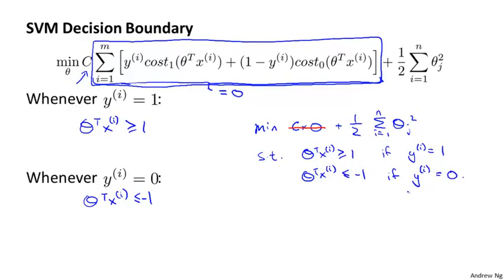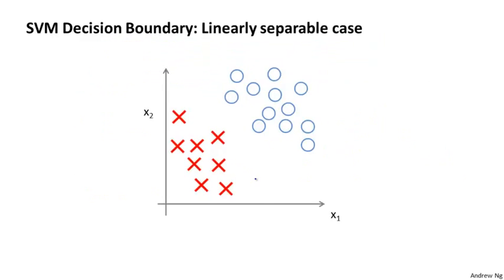And it turns out that when you solve this optimization problem, when you minimize this as a function of the parameters theta, you get a very interesting decision boundary. Concretely, if you look at a data set like this with positive and negative examples, this data is linearly separable. And by that, I mean that there exist many different straight lines that can separate the positive and negative examples perfectly.